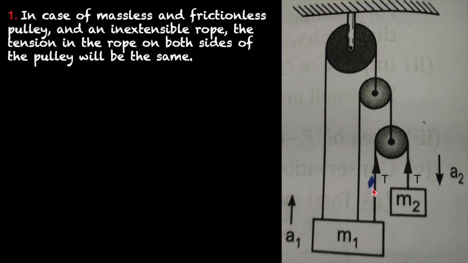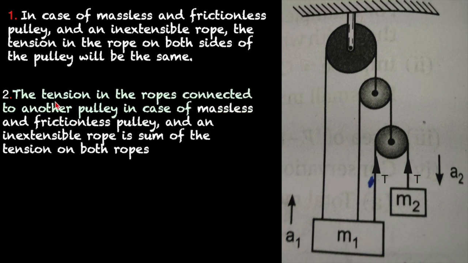so that when this mass goes down, or up, no friction force will act on the rope, due to which the tension on both sides of the rope will be the same. Now point number 2 says that the tension in the ropes connected to another pulley, in the case of a massless and frictionless pulley and an inextensible rope, is the sum of the tension on both ropes.